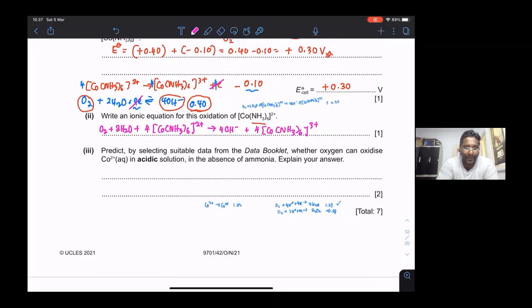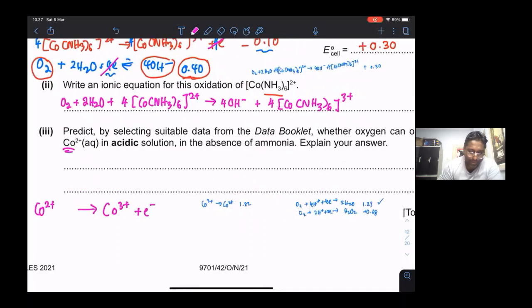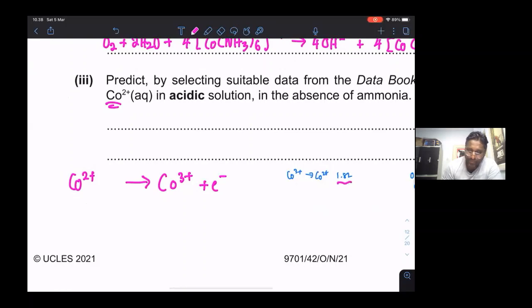The ionic equation. Now predict, by selecting suitable data from the data booklet, whether oxygen can oxidize Co2+ in acidic solution. In this case, you need to get two data from the data booklet. They are asking to oxidize Co2+, so you need another equation for Co2+ becoming Co3+ plus an electron. I have already found from the data booklet that it is positive 1.82. So I write down positive 1.82.